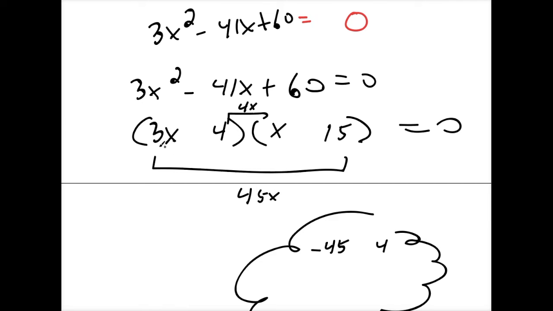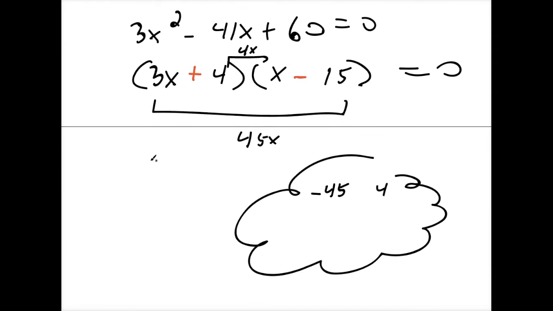So I go, well, the outside gave me the 45. Well, that's already positive, so this has to be negative right here. And then the inside will be positive because it's been positive 4. Then you can check it. You should check it. All right, FOIL. It's my first, right? Cha-ching, 3x. This is my last, straight. Cha-ching, negative 60. This is my outside, good. Negative 45. And then my inside, plus 4. Negative 41. We're good.